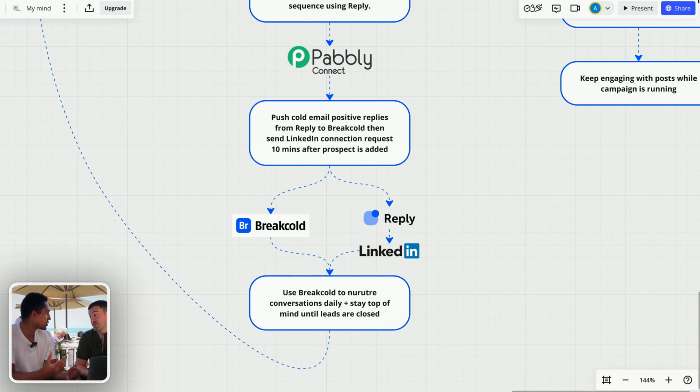And from there in Breakcold, I use the engagement lead feature to engage with those prospects throughout the sales cycle, and we can also filter by where they are in the pipeline to prioritize. Right, so we might prioritize people who've shown meeting intent, for example.